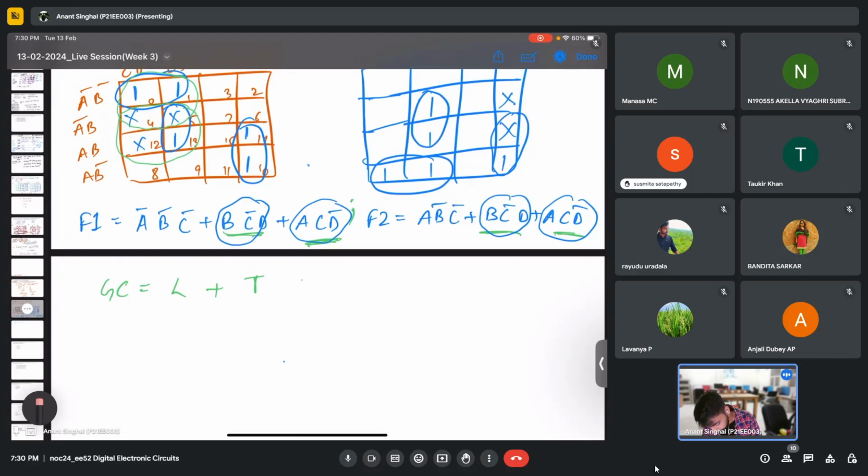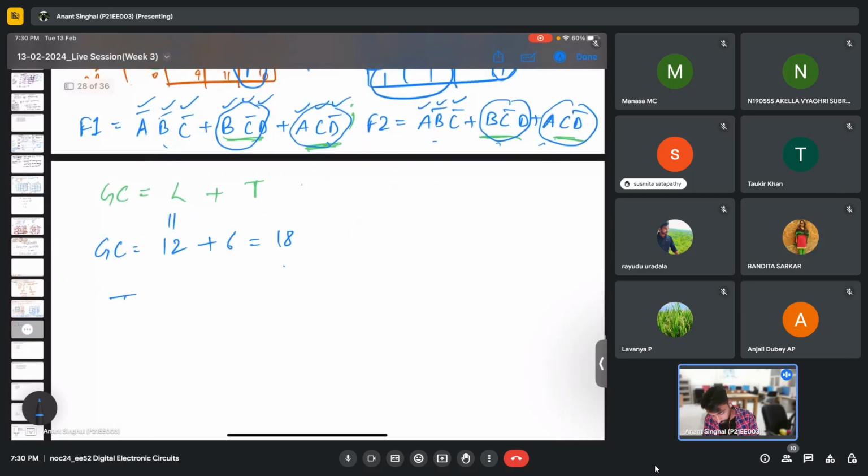So the total literals are 1, 2, 3, 4, 5, 6, 7, 8, 9, 10, 11, 12. Since we have already counted these, the total literals come out to be 12, and the total terms, you can see, are 6. So this is how you count the gate cost, that will come out to be 18.